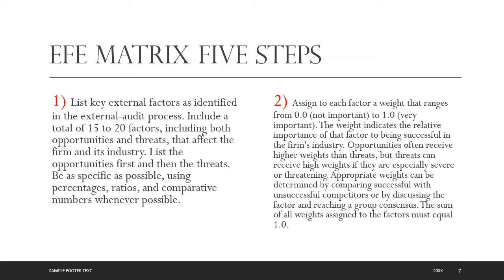The second step on how we can develop the EFE matrix is we assign to each factor a weight that ranges from 0 to 1. The weight indicates the relative importance of that factor to being successful in the firm's industry. Opportunities often receive higher weights than threats, but threats can receive high weights if they are especially severe or threatening. Appropriate weights can be determined by comparing successful with unsuccessful competitors or by discussing the factor and reaching a group consensus. The sum of all weights assigned to the factors must equal 1.